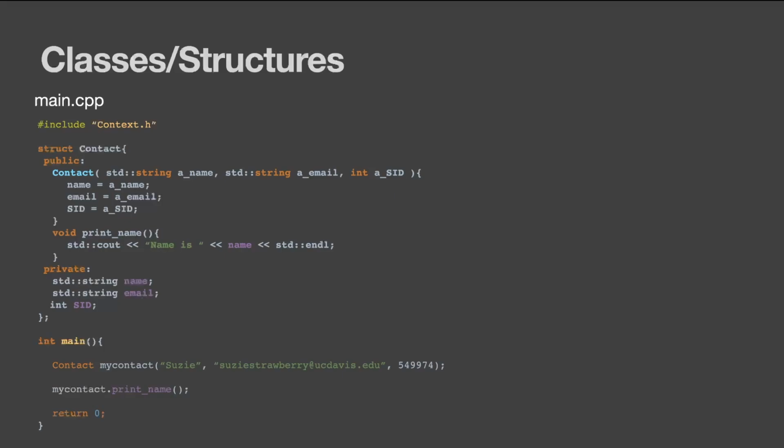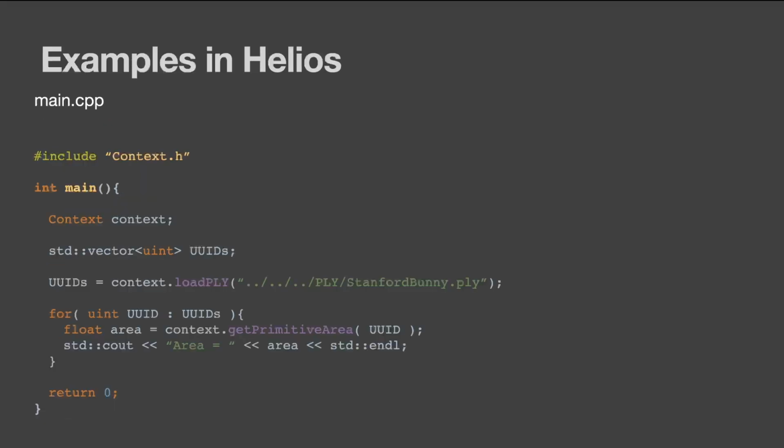So here we're initializing some contact, and then we could call the member function called printName that would print out the name of that contact. In this case, the contact name is Susie, so it would print out name is Susie to the command line or the standard output. So just one final example to bring everything together.